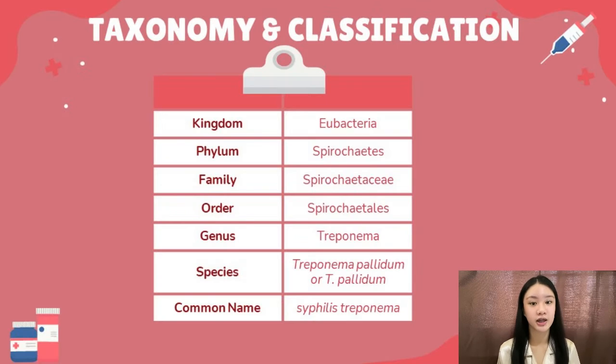Let's first head to the taxonomy and classification. It is from the kingdom Eubacteria, phylum Spirochaetes, family Spirochaetaceae, and order Spirochaetales, genus Treponema, species Treponema pallidum, and its common name is Syphilis treponema.